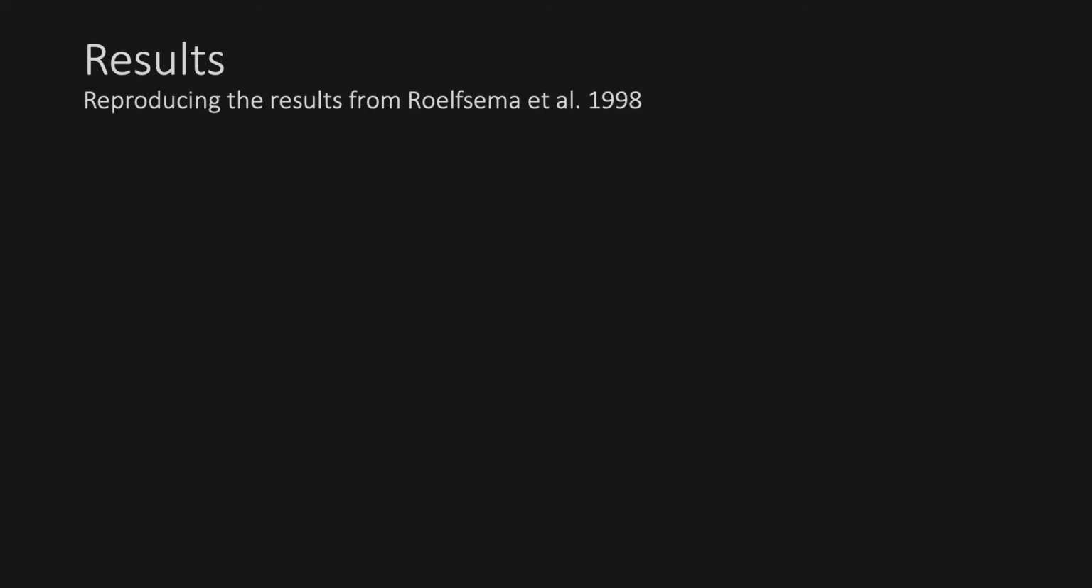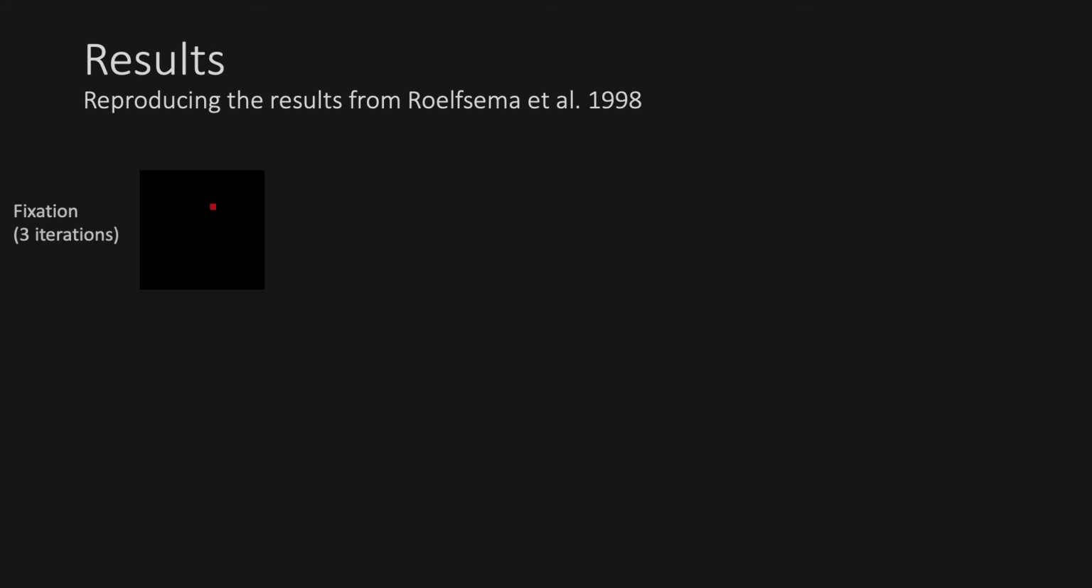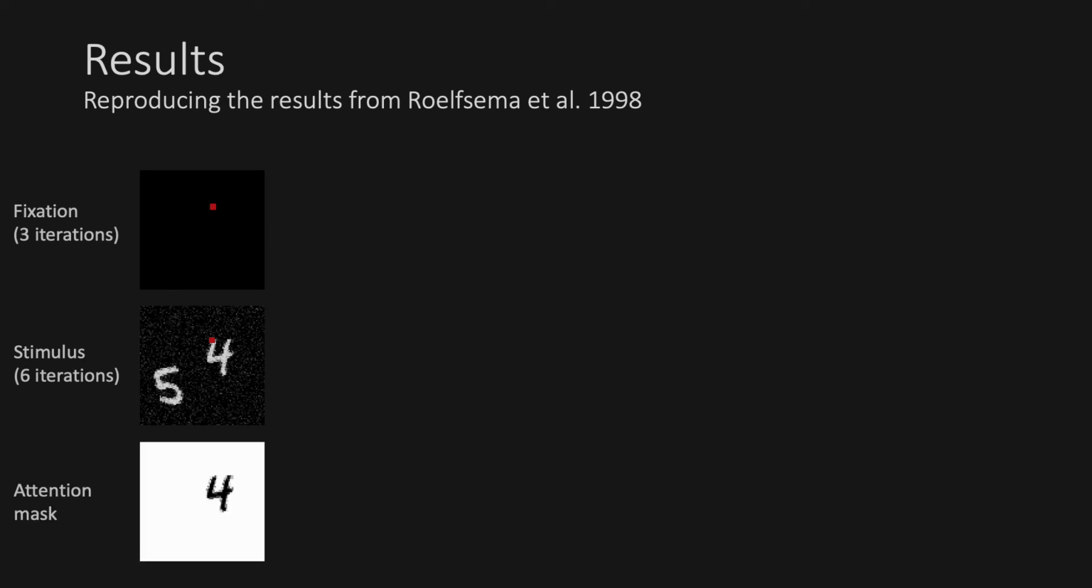We also tried to reproduce an experiment by Roelfsema and his colleagues in 1998 on object-based attention. They did this experiment with macaque monkeys, and we're going to do it with our neural network. We show an image of a fixation point to our network for 3 iterations, and then we show 2 digits, one of them overlapping with the previously shown fixation point. And the network has to attend to that digit and not to the other, so it should mask all the other digits. And the network can do this easily.